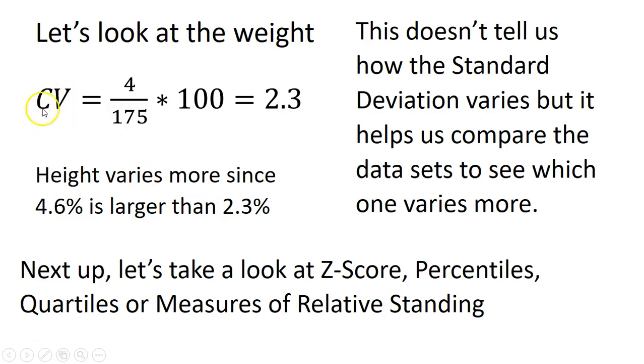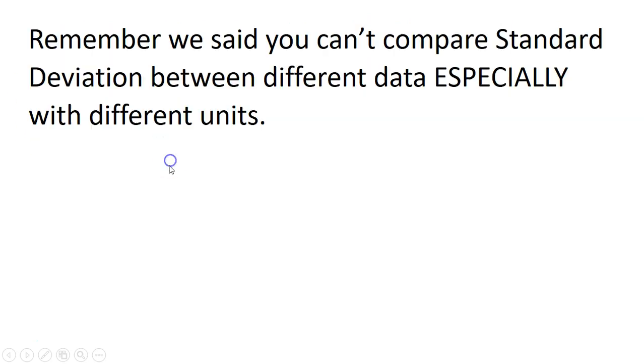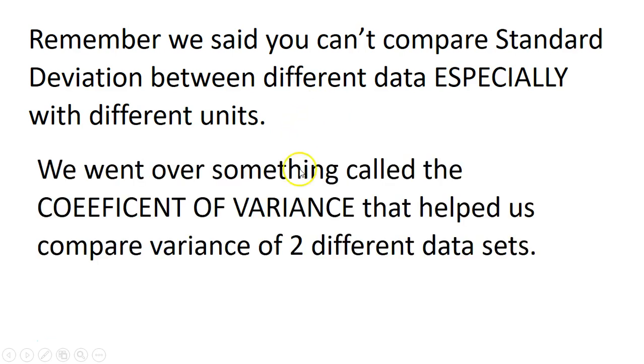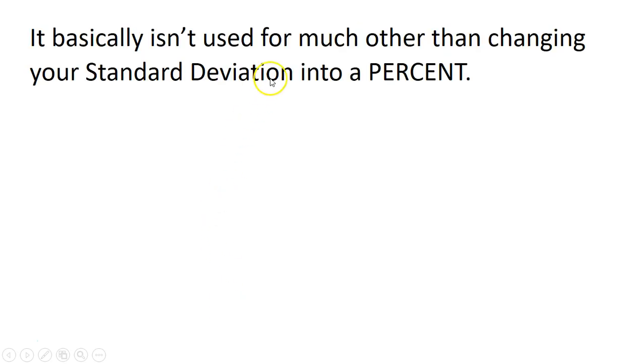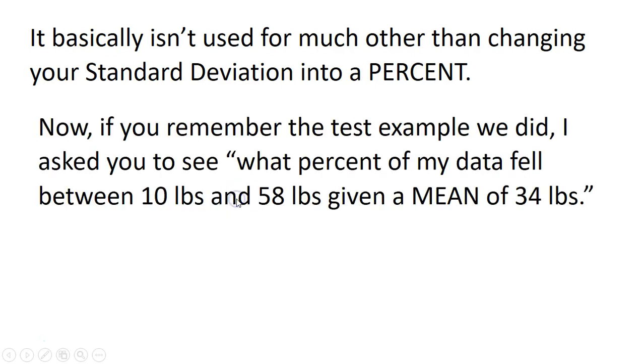This was basically the coefficient of variance, which is where we left off in the last one. So remember we said that you can't compare standard deviations between different data, especially with different units. We went over something called the coefficient of variance, and that helped us compare two different variances to see which one varies more. It basically isn't used for much other than changing your standard deviation into some type of a percent. It's not really used a ton in the first place.